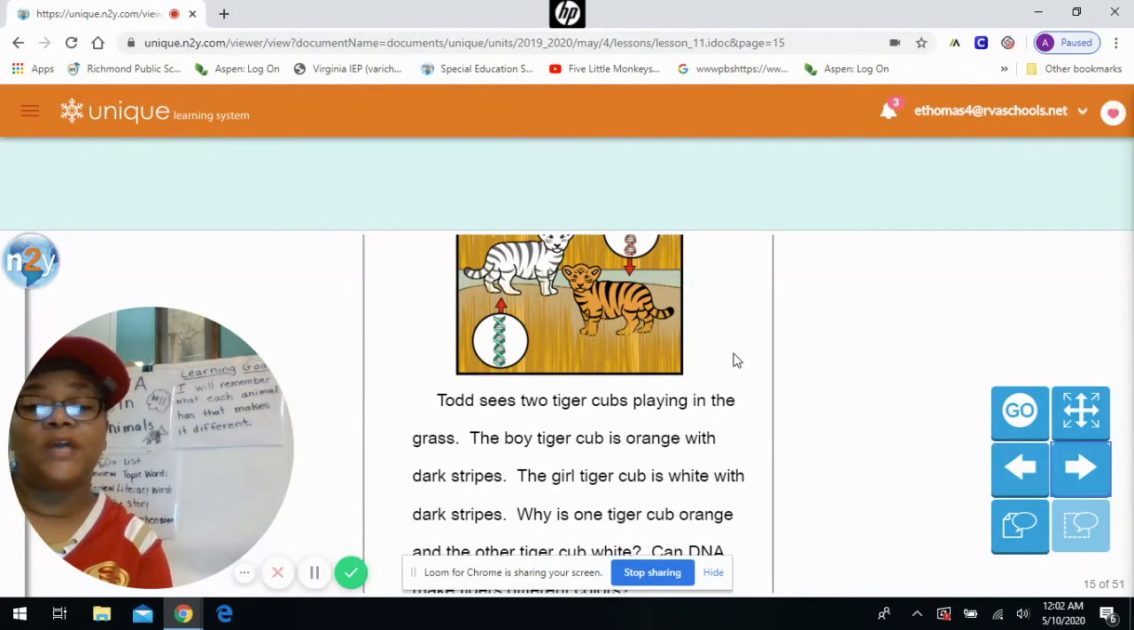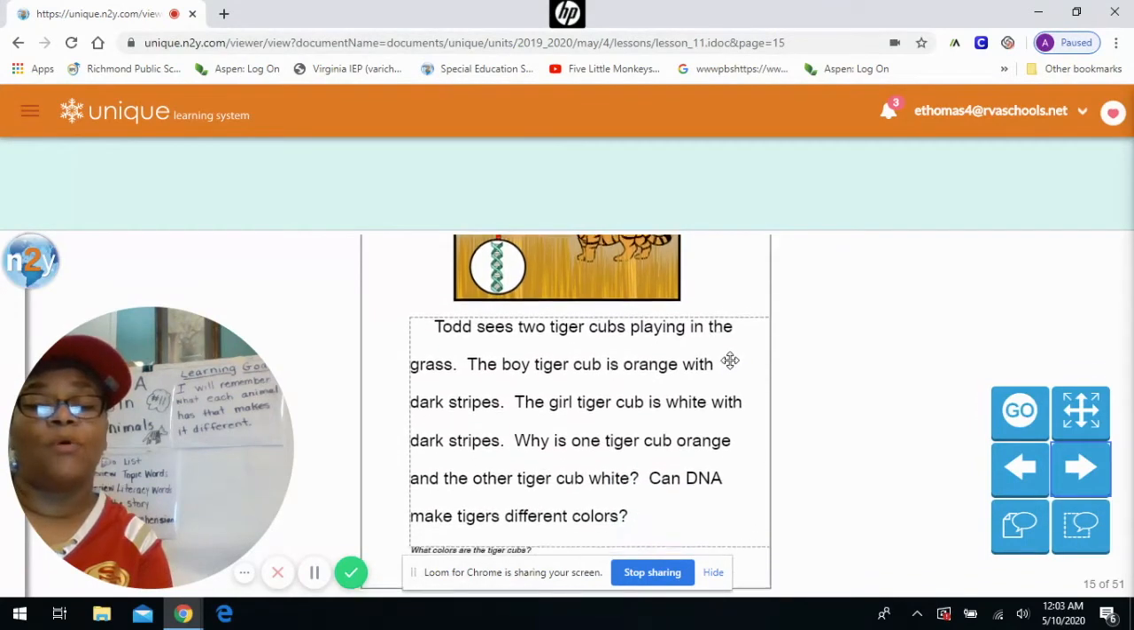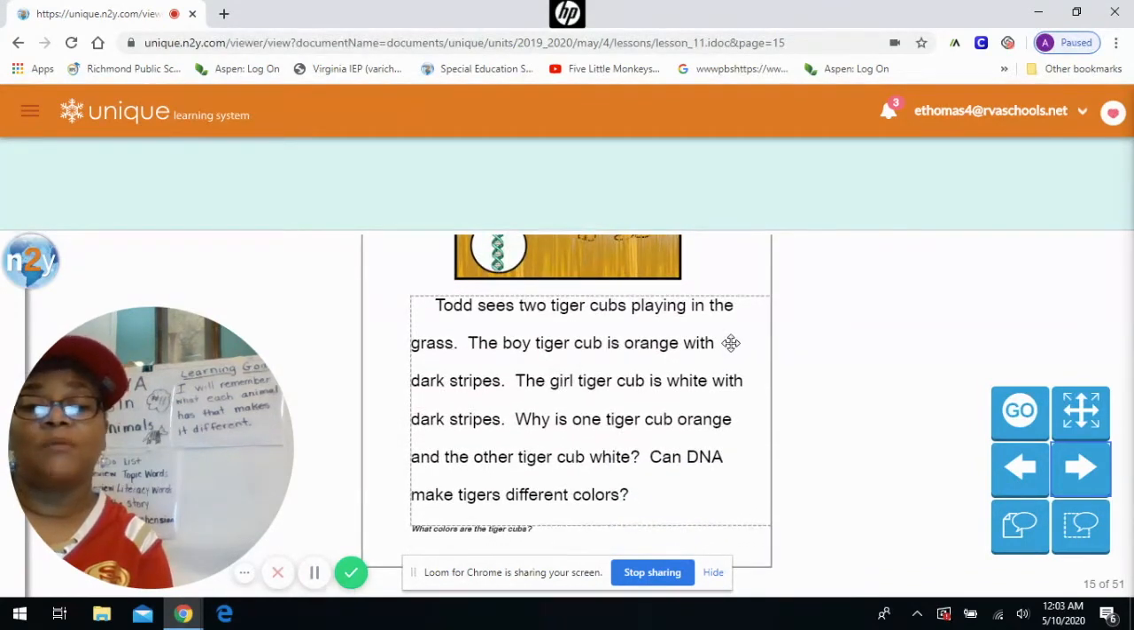Todd sees two tiger cubs playing in the grass. The boy tiger cub is orange with dark stripes. The girl tiger cub is white with dark stripes. Why is one tiger cub orange and the other tiger cub white? Can DNA make tigers different colors?